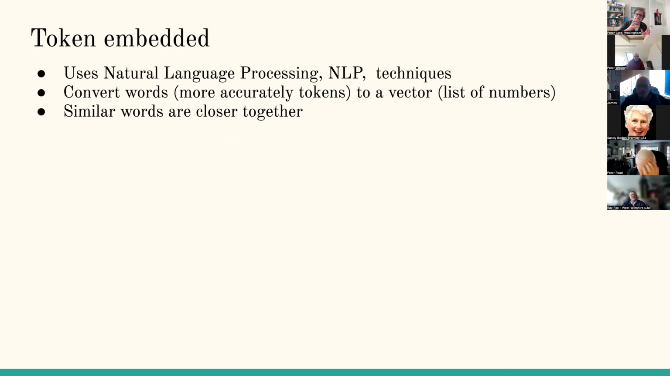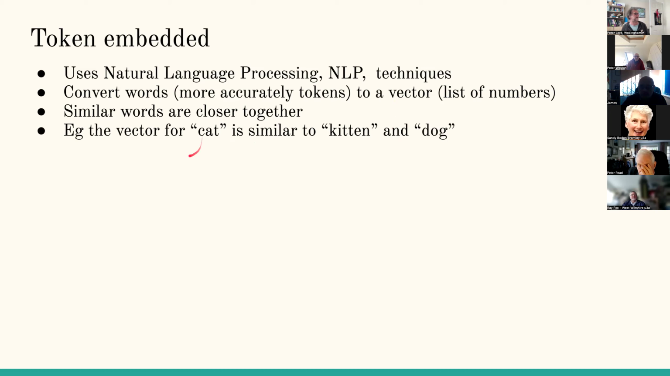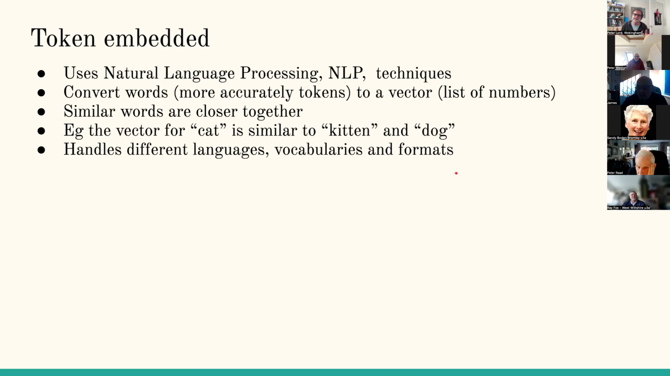But the thing is, this conversion is quite clever because it's not just a mapping of words to numbers. It's done such that certain meaning is still maintained in those vectors. So, for example, the vector for cat is similar to the vector for kitten and dog. The nice thing about this is this token embedding can now handle different languages, different vocabularies, different formats, and pass these numbers on to the transformer layers where it can manipulate them as numbers.